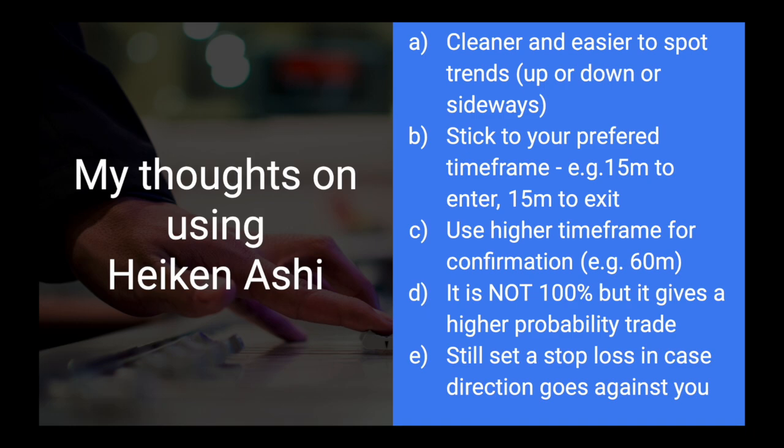Like any other indicators or charts, not everything that we believe is true will work. So it's not 100%, but all it gives us is the additional edge or higher probability trade. So bear in mind, you still have to set your stop loss in case the direction goes against you.